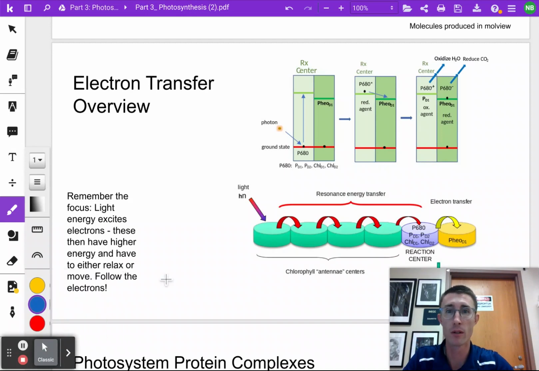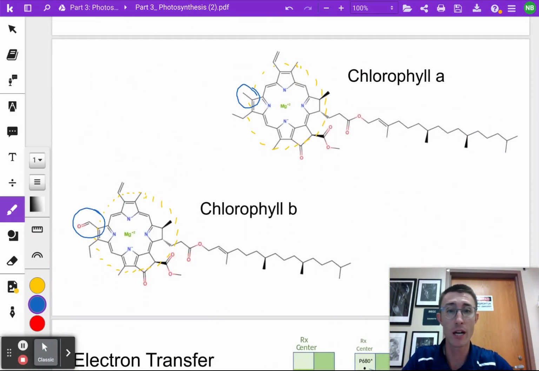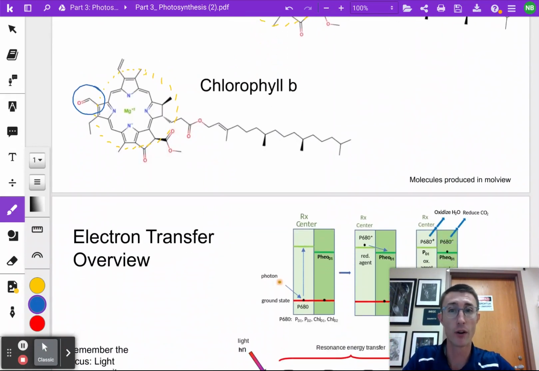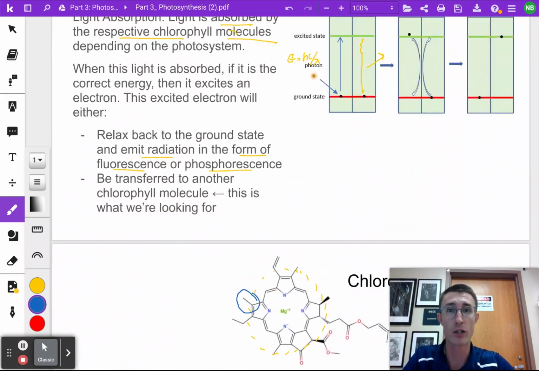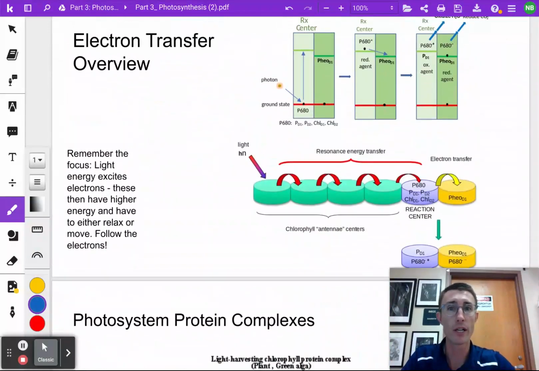Once an electron in the chlorophyll molecule is excited, it can be transferred to other chlorophyll molecules in the reaction center. If we take a look at what's going on here, here's our light energy. Our light energy is being input, and then we've got these chlorophyll molecules, and this can transfer the electrons until we reach the reaction center.